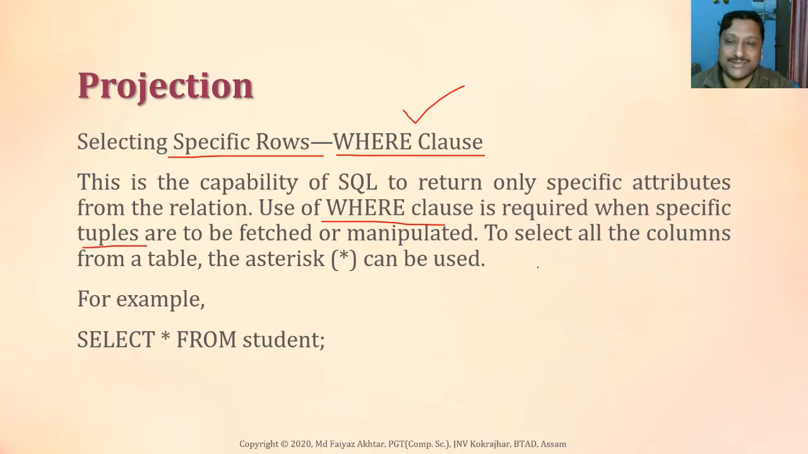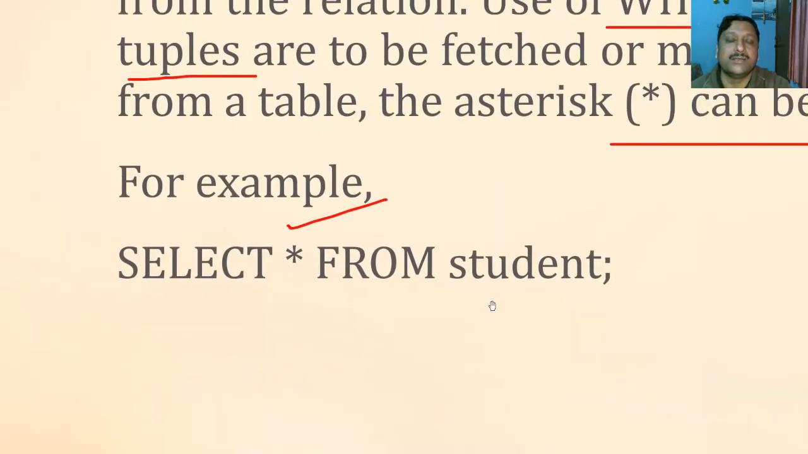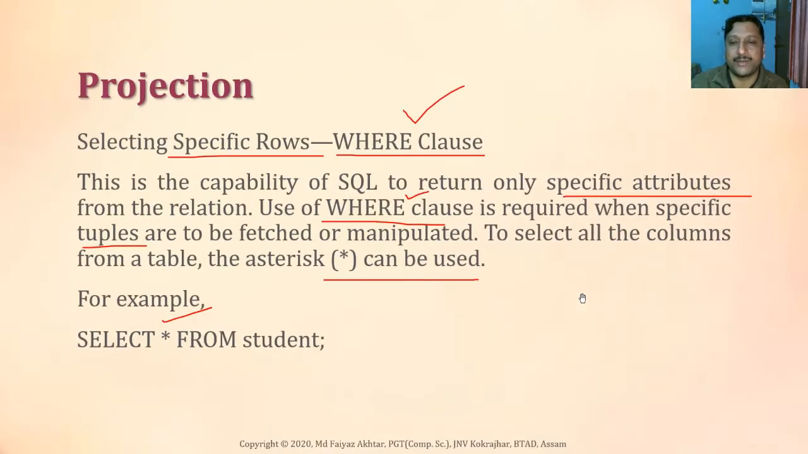To select all the columns from a table, the asterisk can be used. So we can use the where clause for selected, specific attributes we have to give. If we want to show all the columns from a table, then the asterisk can be used in place of column names. If we write select star from student, then it will show you all the rows and all the columns from the given table name.